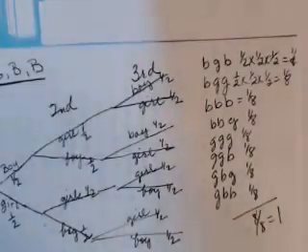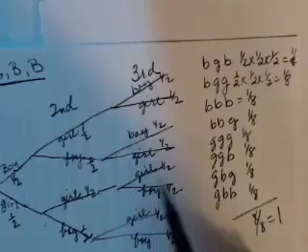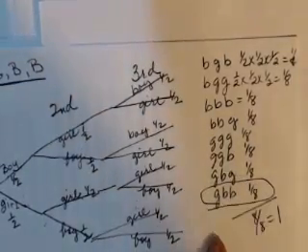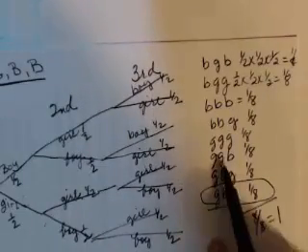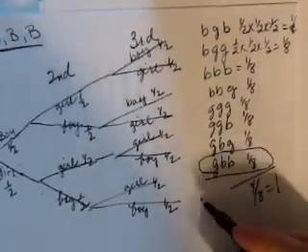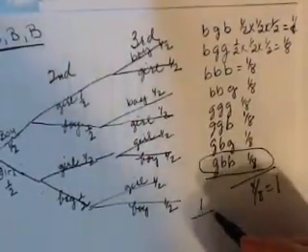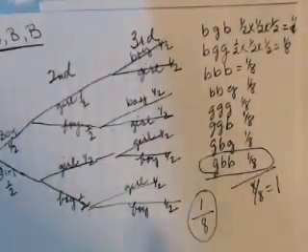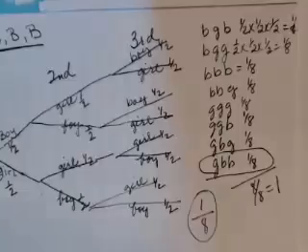Now, we were looking for a girl, boy, boy. So here is the only time that the girl, boy, boy in that particular order occurs. So one time out of 8, you would expect to get a girl, boy, boy ordering.